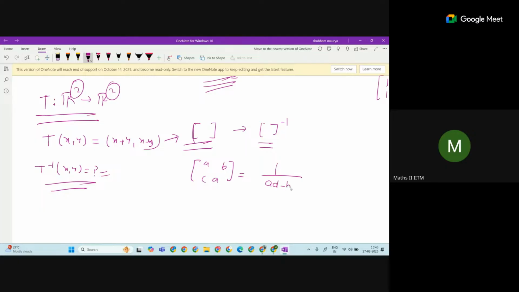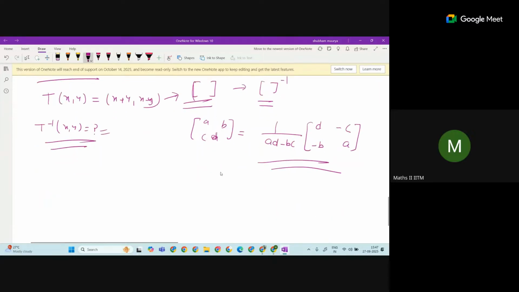It is 1 over AD minus BC, and in place of A is D, B is going to be minus B, C is minus C, and in place of D is going to be A. So by this way you can easily find the inverse of it.